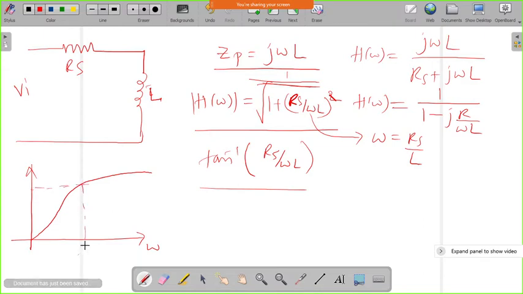So this is wherever you get Rs by omega L, that is Rs by L. If you substitute Rs by L for omega, you will get the high pass characteristic, and you will get the maximum value as 0 dB. Okay, so this is the slope. Since there is only one reactive element, we will get 6 dB per octave or 20 dB per decade. Okay, so this is what happens when we put in a single element, the inductor.